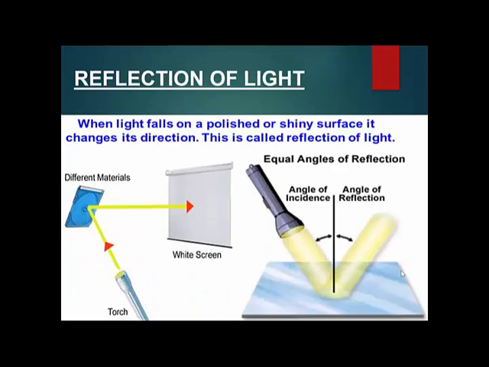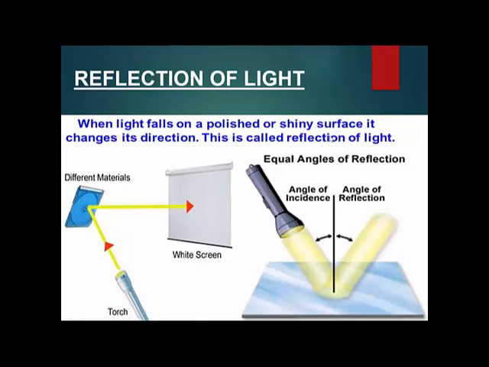This next what we are going to talk about is reflection of light. Now we've studied that light gets reflected, but how the light is getting reflected, that is what we are going to study here. Now see, when the light falls on a polished or a shiny surface, it changes its direction. This is called as reflection of light.